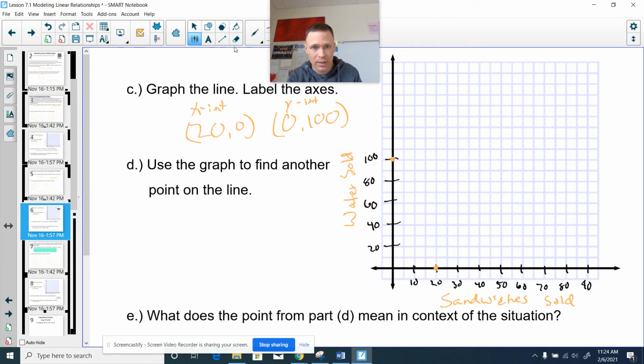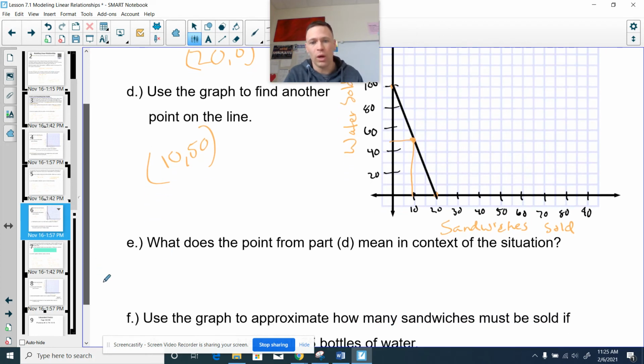Here's my line. I'm actually going to use the line tool here. And so there's my line. Okay. It says use the graph to find another point on the line. Same thing. So to me, it looks like the point 10 and then 50 is on that line. So I'm going to say 10 comma 50.